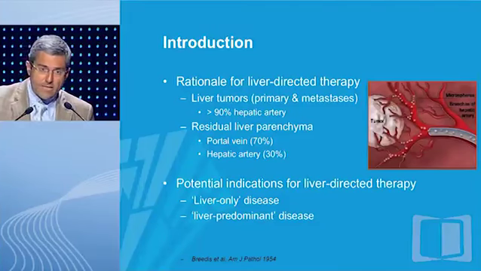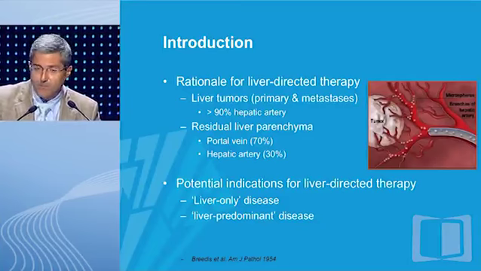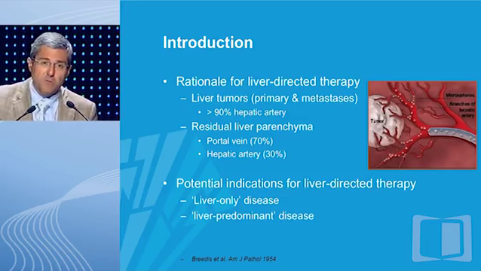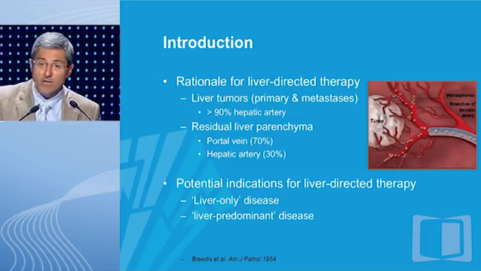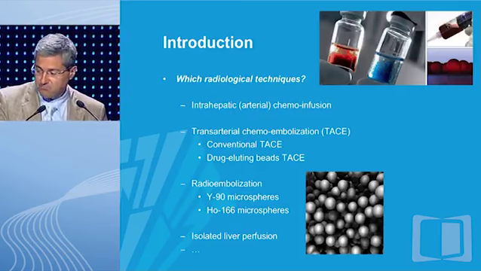So what's the rationale for liver-directed therapy? Well, it's based on the fact that liver tumors, both primary and metastasis, are vascularized mainly by the hepatic artery, whereas the residual liver parenchyma is vascularized mainly by the portal vein. So the potential indications for liver-directed therapies are liver-only disease or liver-predominant disease.